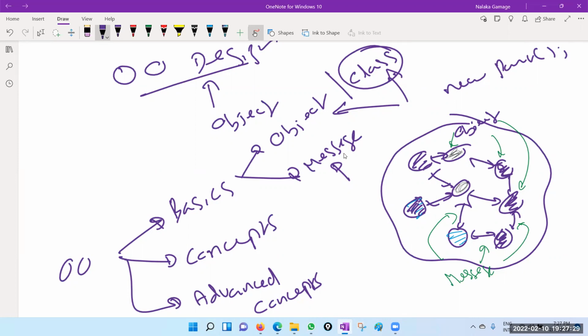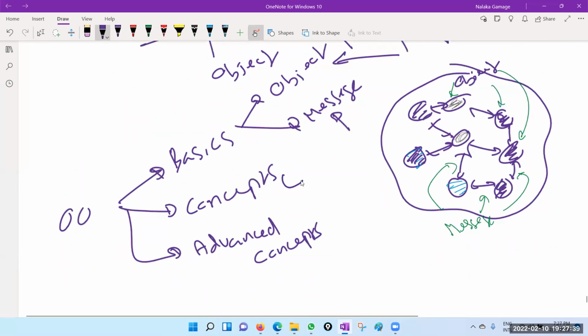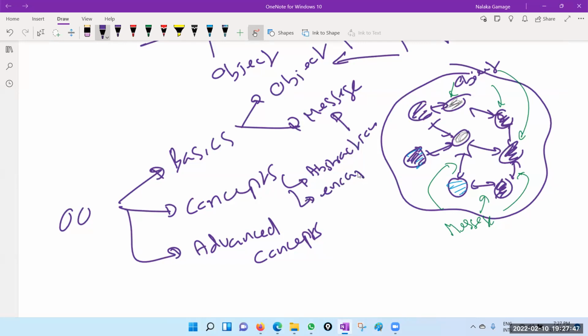Right. So those are the basics: the concept of object, concept of message, and the concept of class. Okay. So then the next level of concepts are abstraction, encapsulation, inheritance, and polymorphism that we have discussed. Okay, this is not a new thing. So those are the next level concepts.